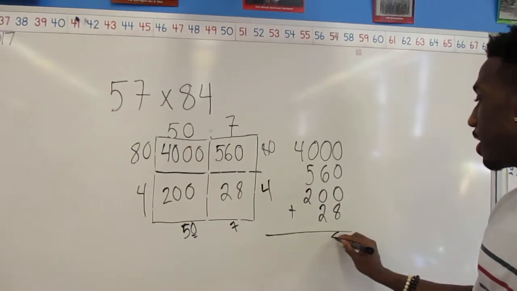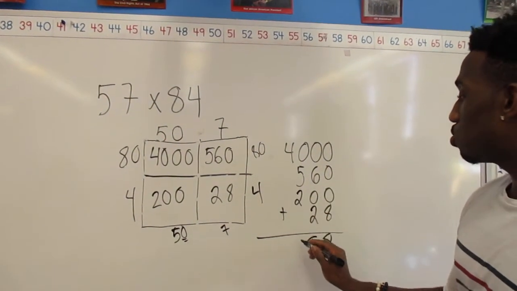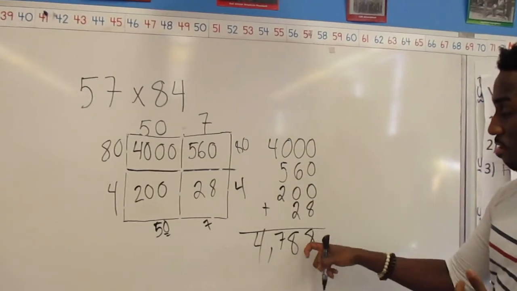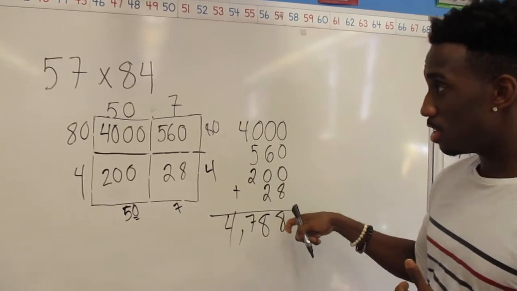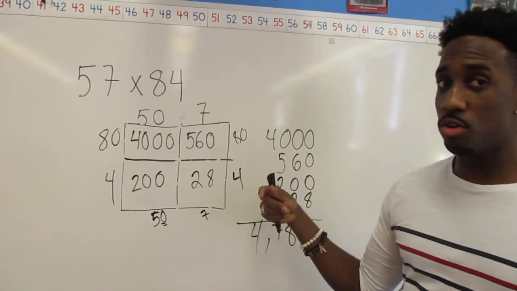Add it up. 8, 6 and 2 is 8. 5 and 2 is 7, comma, 4. 4,788 is my product or my answer when I multiply 57 times 84 using the area model for multiplication.